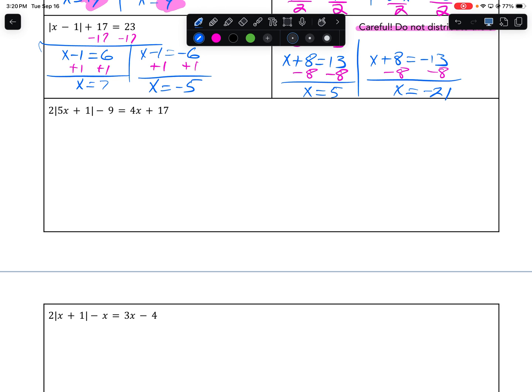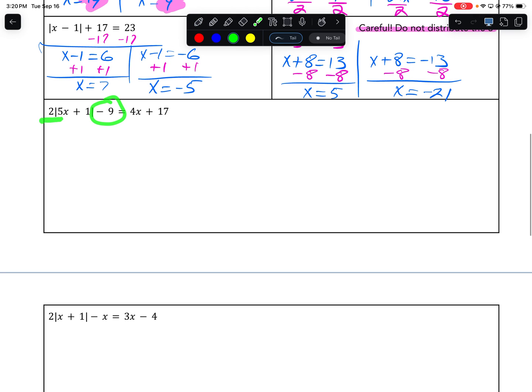So over here, we got to get absolute value by itself, right? So this minus 9 and this 2 times the absolute value is in its way. So first thing we got to do is add the 9 to both sides. And then we'll see what we get there. So we get 2 times absolute value, 5x plus 1, equals 4x plus 26.